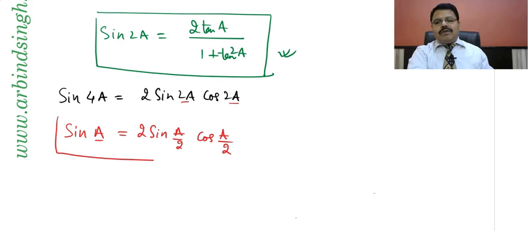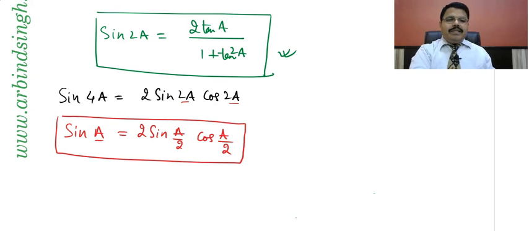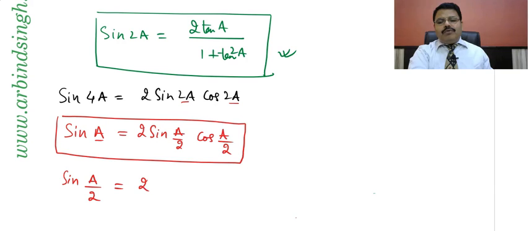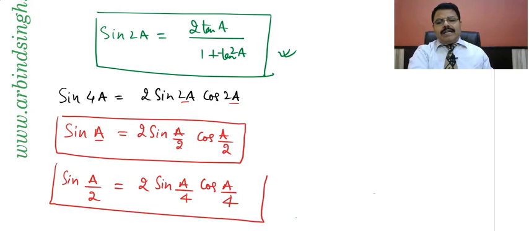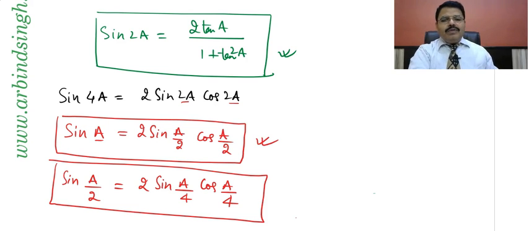So this is called a submultiple of angle. A by 2 is a submultiple of angle. Similarly, suppose there is sin A by 2, you may write 2 sin A by 4 cos A by 4, and so on. So these are not all different formulas, but the same formula with different applications, right?